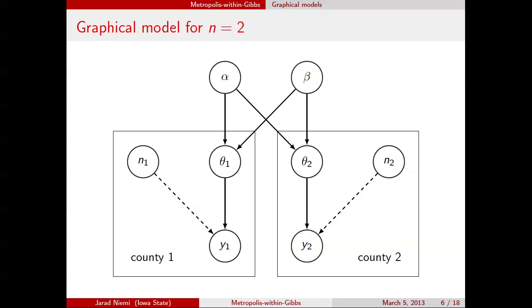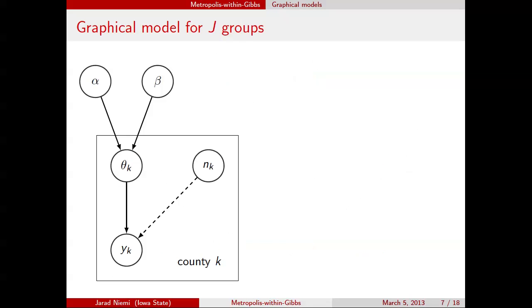It would be pretty unreasonable to write this out for capital K counties, where in our example that's 3,055. So we're going to use a shorthand notation of this plate, and sometimes you might see this plate as being replicated, so this rectangle might look sort of three-dimensional. But the idea is that this is going to be repeated for every county. All right, so for every county, the number of deaths depends on the number of person years times the expected death rate. The expected death rate depends on alpha and beta.